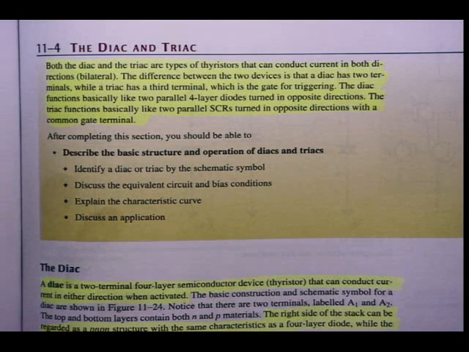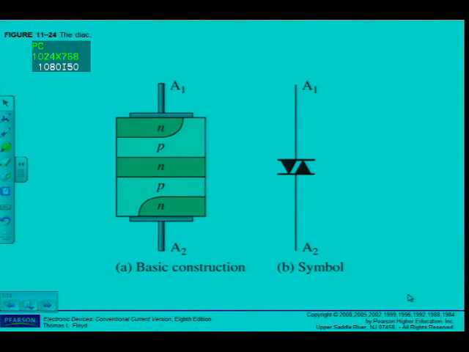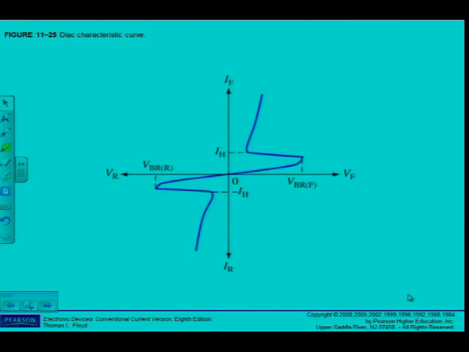All right, we are already familiar with the devices that we mentioned here, the 4-layer diode and the SCR. So if we go and look, there's the symbol for the diac. You have to know the symbol, of course, not the basic construction, but I can see the basic construction, again, NPN, a bit of a different construction. And there's the characteristic curve, which you should know, of course.